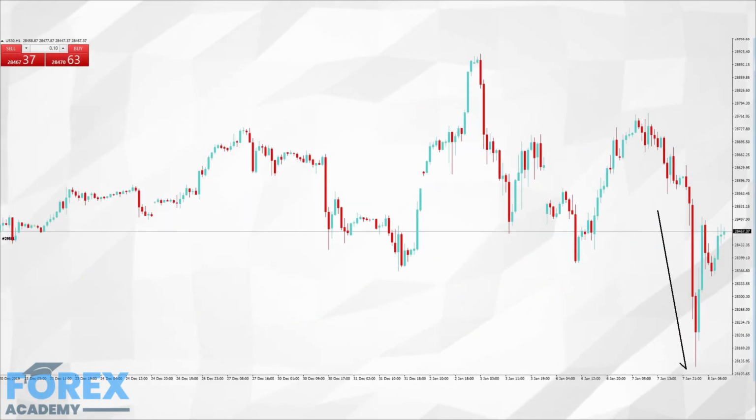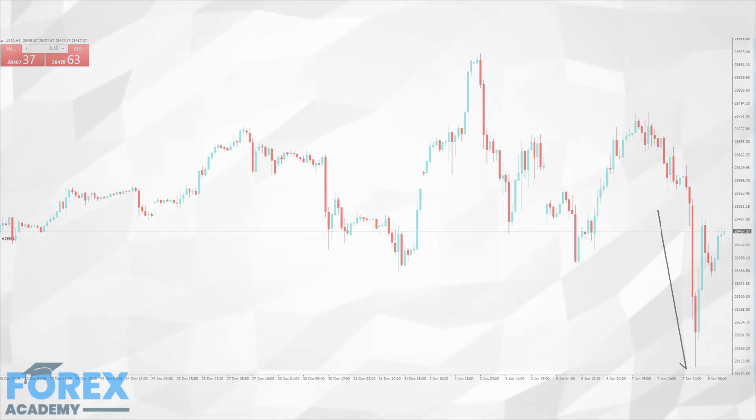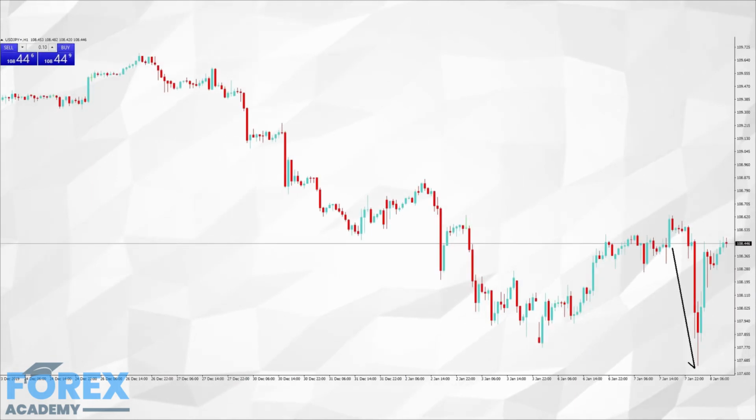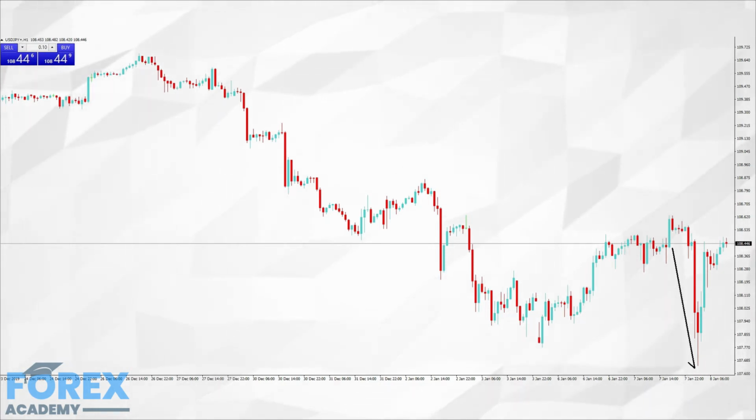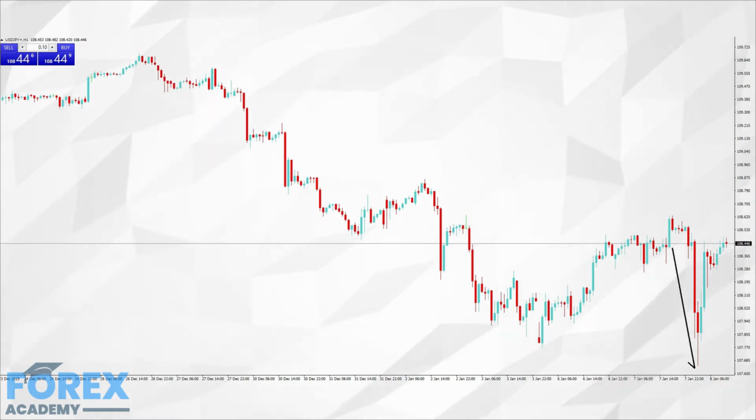Example A shows a 1-hour chart of the Dow Jones 30 index. A black arrow marks an area where the market was heavily sold off during the Asian session. If we now look at example B, we can see that the US dollar Japanese yen pair was simultaneously being sold off to lower levels. In actual fact, what was happening here is that the Dow Jones was being sold off. Traders were buying the yen because this currency is perceived to be a safe haven currency.